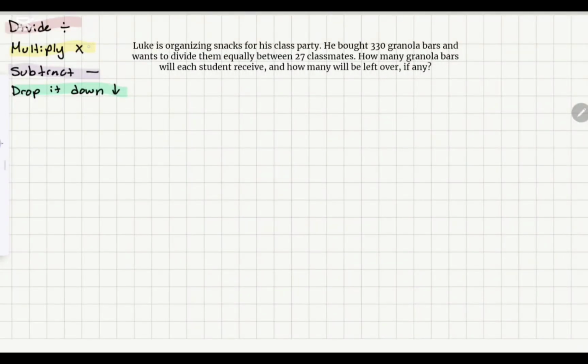Let's try this last equation, this word problem. So it says, Luke is organizing snacks for his class party. He bought 330 granola bars and wants to divide them equally between 27 classmates. How many granola bars will each student receive, and how many will be left over, if any? So the first thing I'm going to do is pick out all of my numbers. I see that he bought 330 granola bars and wants to divide them equally between 27 classmates.